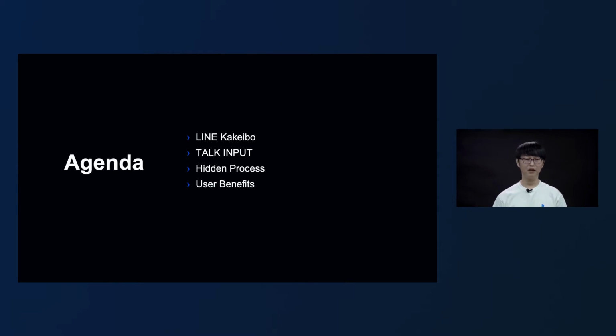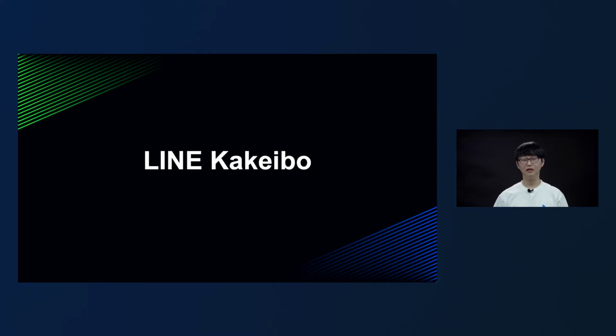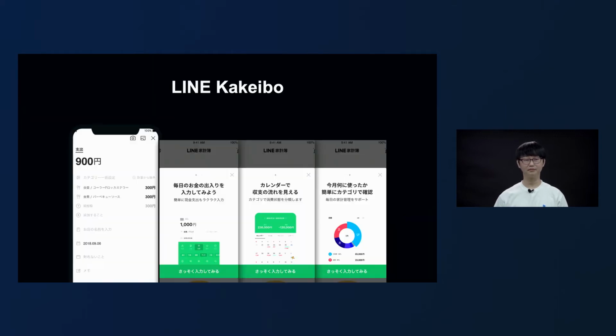Following this flow, I will introduce how Line Kakeibo was made using Line's platform and its services. First, an introduction to Line Kakeibo. When income and expense data is entered, daily, weekly, and monthly income and expense statements can be displayed in form of either a calendar or a list. Screen displaying spending pattern according to category and weekly and monthly reporting functions are also provided.